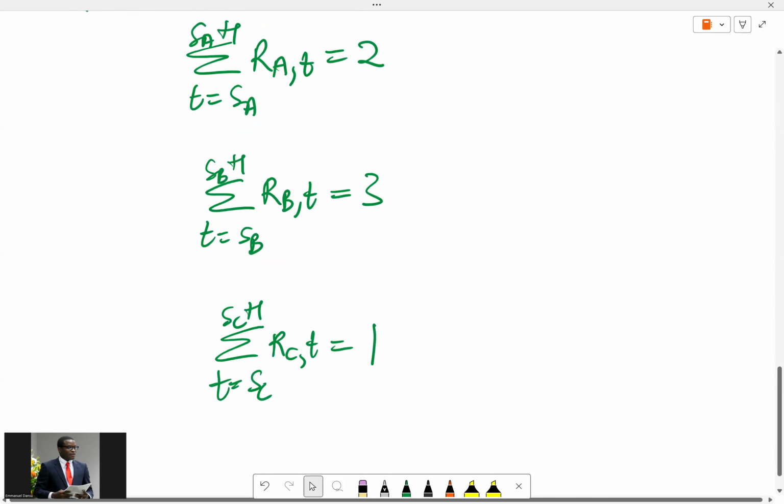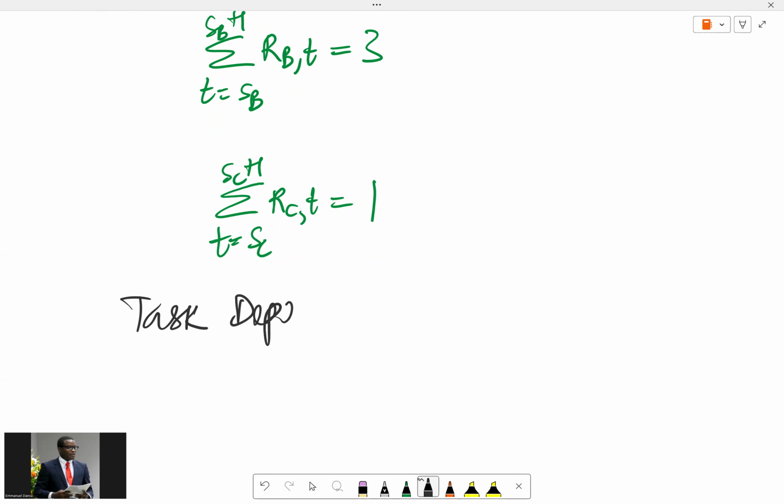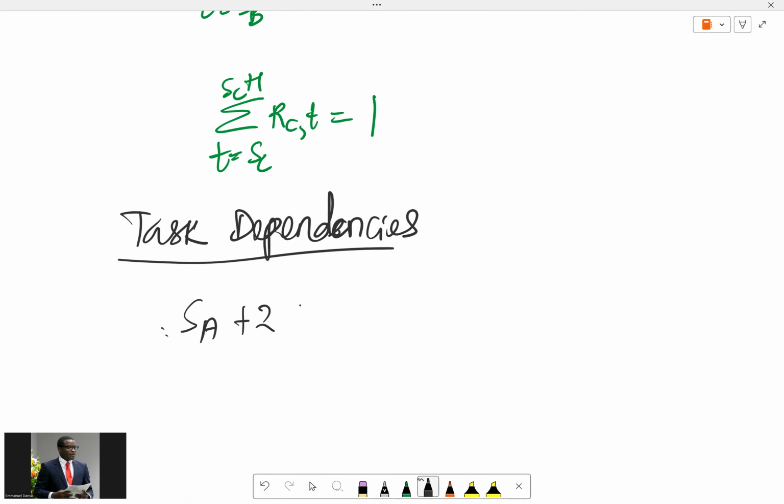Then we also have task dependencies. That talks about if one task depends on the other. In that case, we will have SA plus 2 less than or equal to SB. So that's the formulation of the problem as we have it.